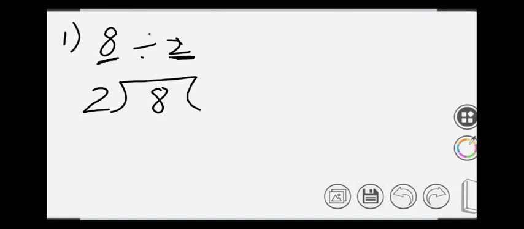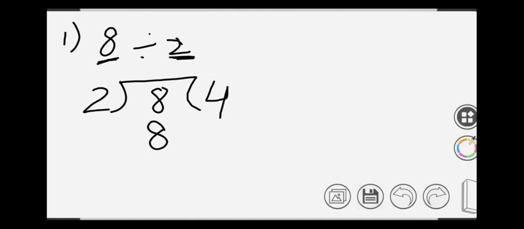Now I will see whether 8 comes in the table of 2 or not. How can we tell? For that we need to say the multiplication table of 2. 2 1s are 2, 2 2s are 4, 2 3s are 6 and 2 4s are 8. That means at 4 times, 8 comes in the table of 2. So this 4 I will write here as the quotient, and 2 4s are 8, so I will write 8 down.